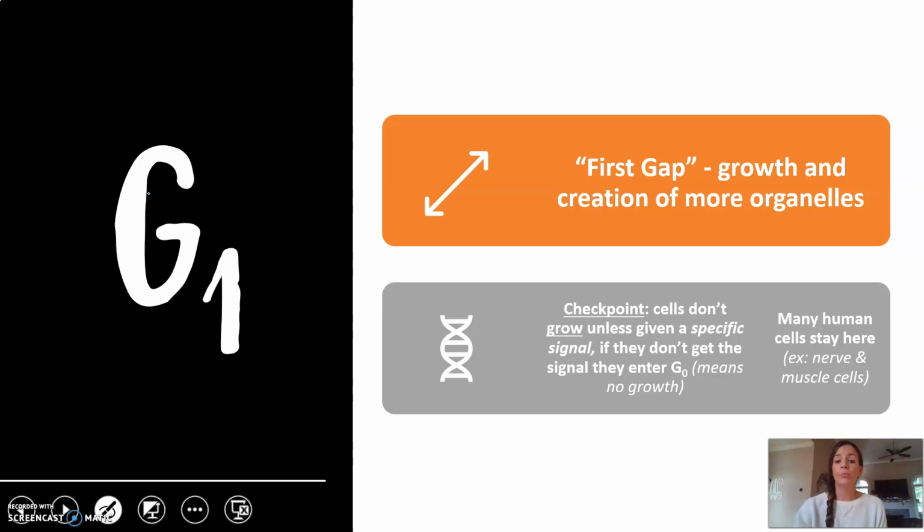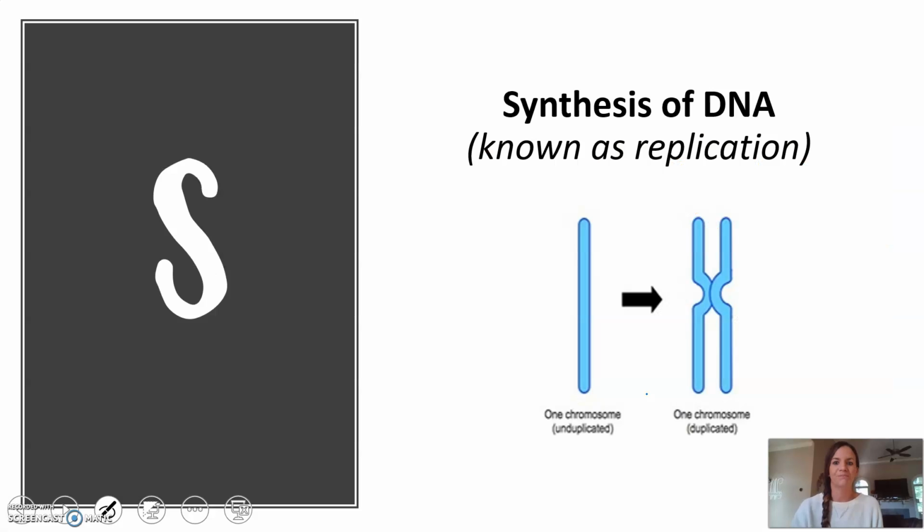Now, super important, and there's one of these at every stage in interphase, there is a checkpoint. So cells are not allowed to grow unless they're given a specific signal. So if they're not given the signal, they enter something called G0, which is like cell rest or cell timeout, however you want to phrase it. But in G0, there's just that. There is 0 growth. And actually, a lot of your cells stay here normally. So things like your nerve cells, your muscle cells stay in G0.